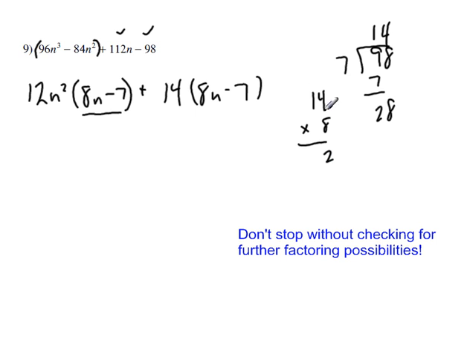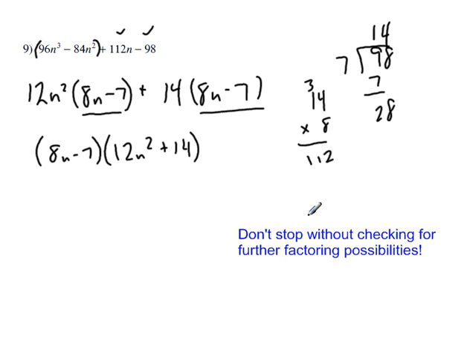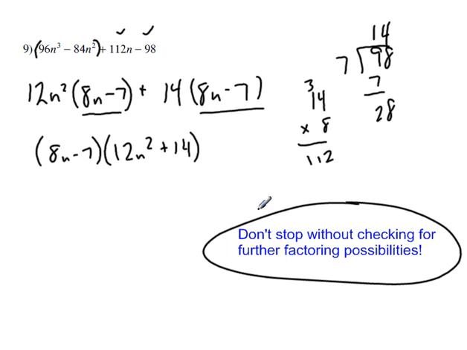Is 14 times 8 112? 8 times 4 is 32. 8 plus 3 is 11, so that checks out. So I know I'm okay. So I can write 8n minus 7 as what's the same. What's different? 12n squared plus 14. Now, again, don't stop without checking for further factoring possibilities.